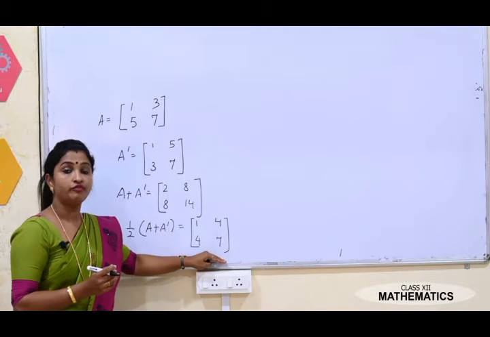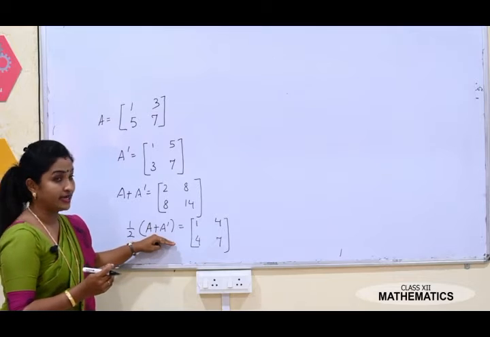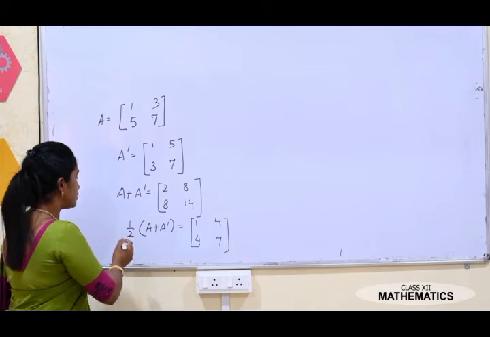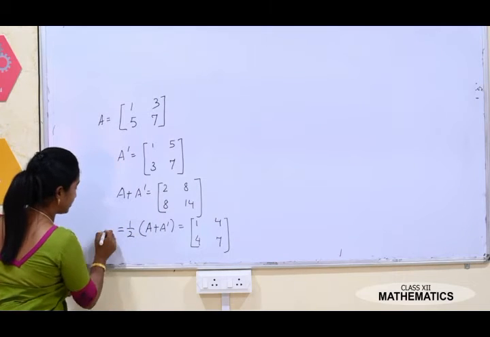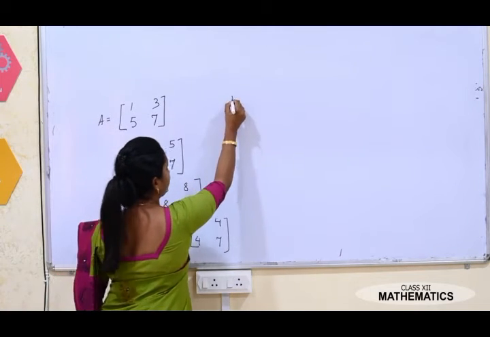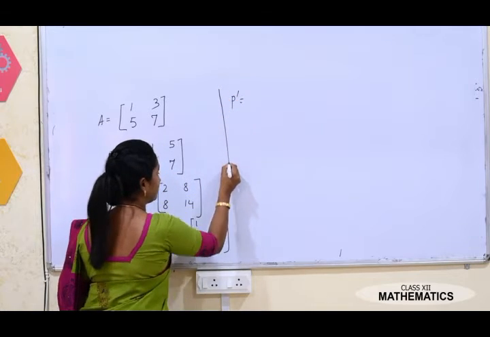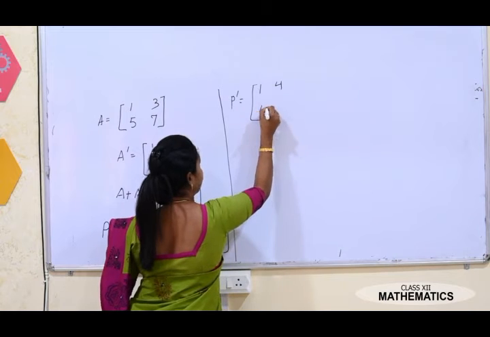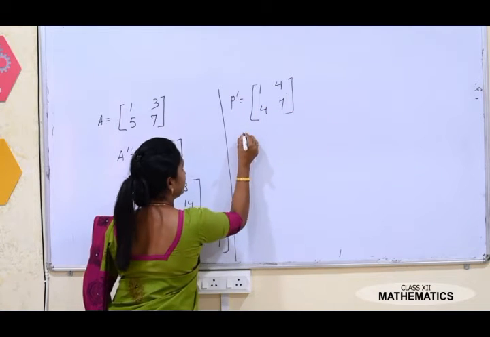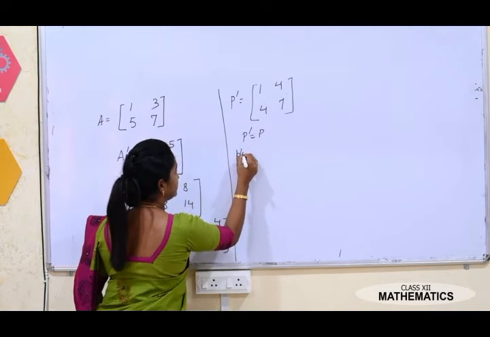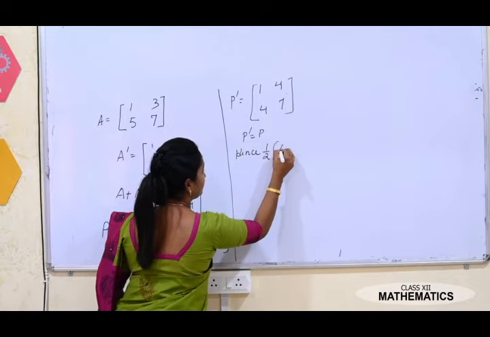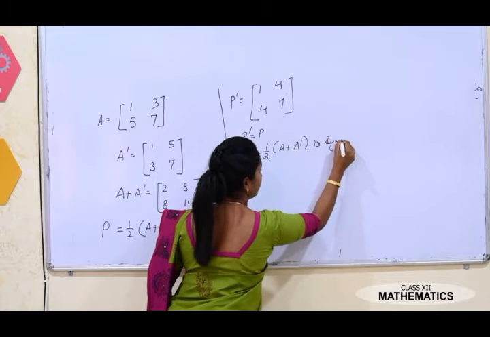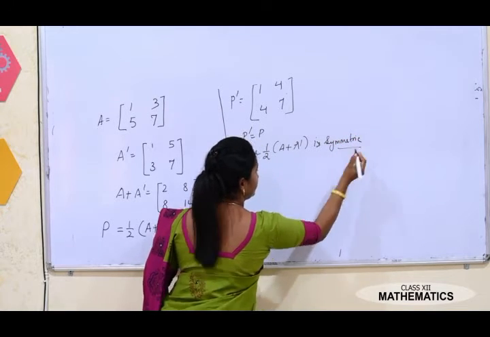Now what will you do, you will find the transpose of half of A plus A dash and you will find whether it is a symmetric matrix or not, okay? So I'll denote the whole expression as P. Now when you find P dash, you will observe that you'll be getting the same matrix, okay? That means P dash is equal to P, hence you can say that half of A plus A dash is a symmetric matrix, okay?